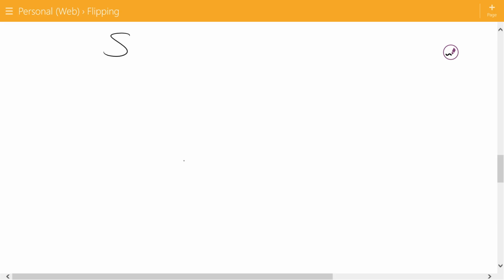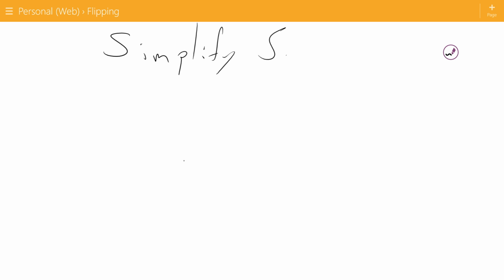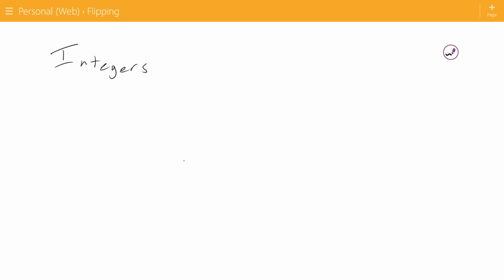Hello, today we're going to be talking about simplifying square roots. The ideas for this will also translate to simplifying other radicals as well, but we're going to start with square roots here. So the first thing you've got to do here is look at what the perfect squares are. So to do that, let's think of the integers.